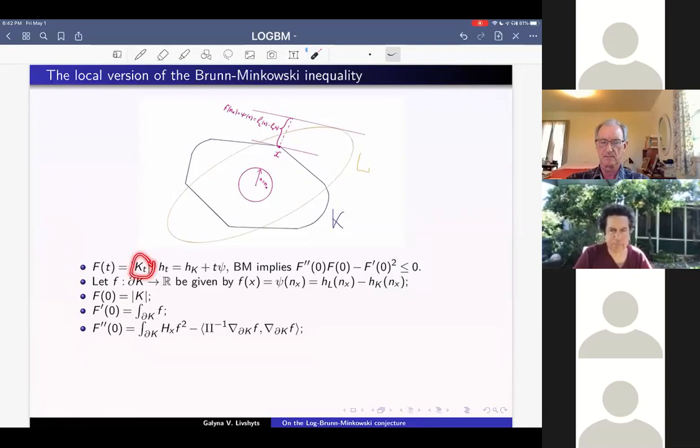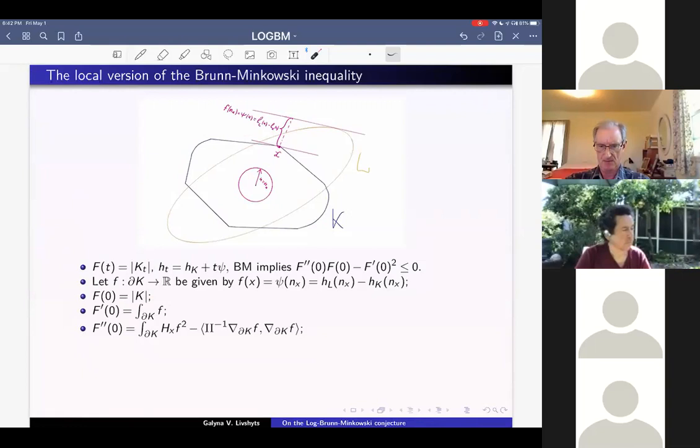Now, f prime of zero: what happens is that we're pushing along the boundary of K with the speed f. So the derivative of the volume of this changed body will be just the integral of f, something that geometrically should be intuitive. And finally, the second derivative is a little harder to compute.